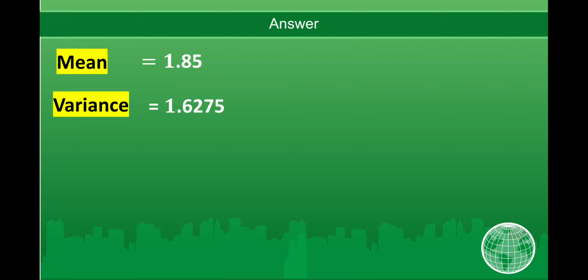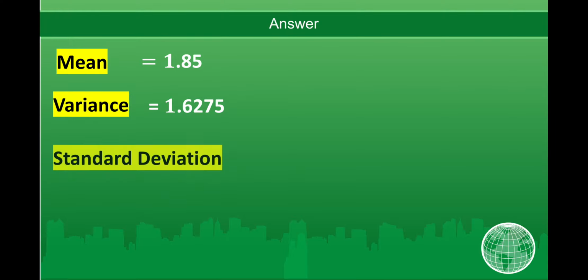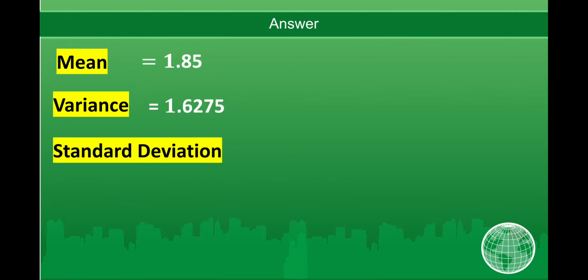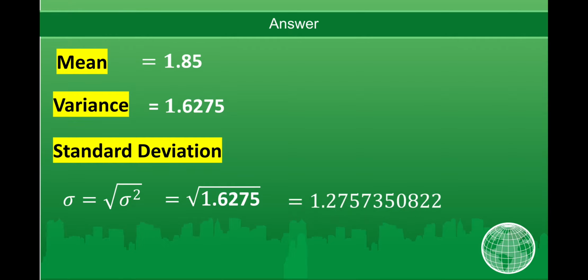1.6275. So to find the value of the standard deviation, we're going to get the square root of the value of the variance, where the value of the variance is 1.6275, and the square root of that is equal to 1.2757350822, or approximately, rounded, 1.28. So the standard deviation is 1.28.